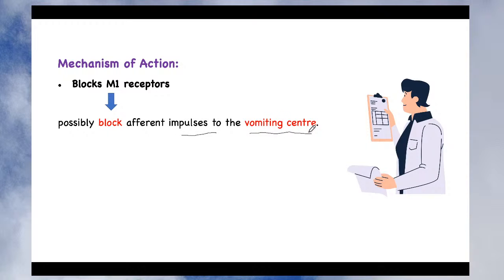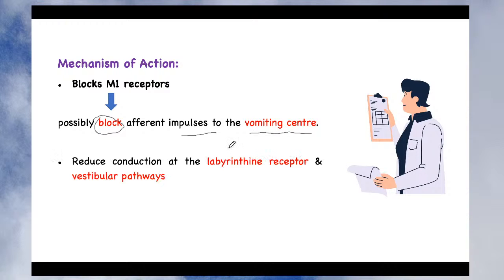Now what do you mean by efferent impulses? The impulses which are triggered in your GIT and go towards the brain are called efferent impulses here. If these impulses can be blocked, then what will happen? Your vomiting center won't get impulses from the GIT, and vomiting can easily be blocked, and the patient will not suffer from nausea and vomiting. So this is how the anticholinergic drug, by virtue of its M1 receptor blocking action, blocks efferent impulses to the vomiting center and thus avoids the symptoms related to nausea and vomiting. So this is the first mechanism.